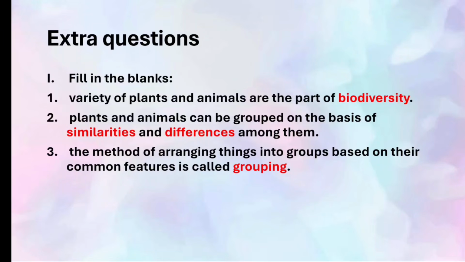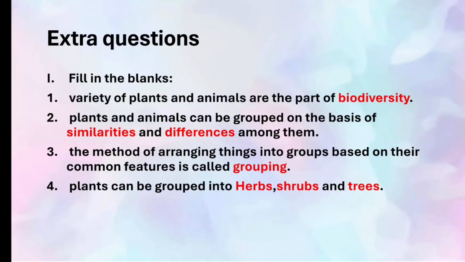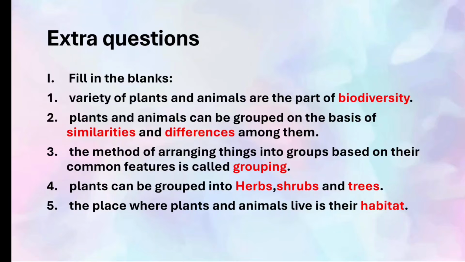Third question. The method of arranging things into groups based on their common features is called dash. Answer is grouping. Fourth question. Plants can be grouped into dash, dash and dash. Answer. Herbs, shrubs and trees. Fifth question. The place where plants and animals live is their dash. Answer. Habitat.